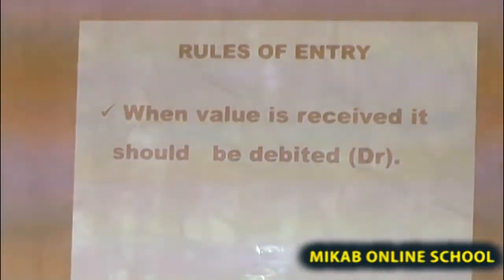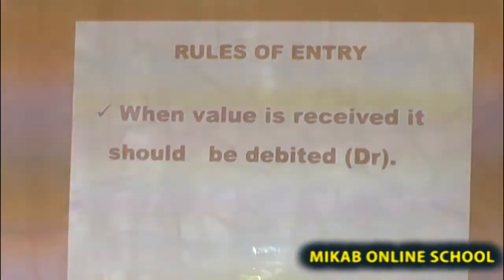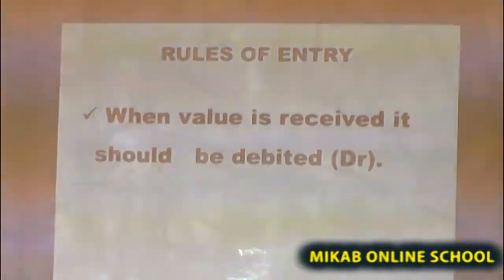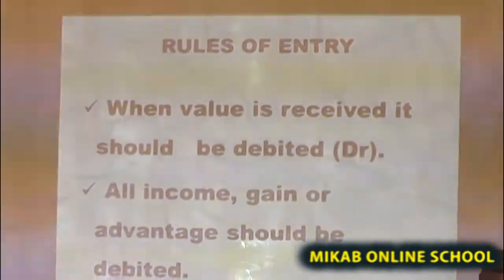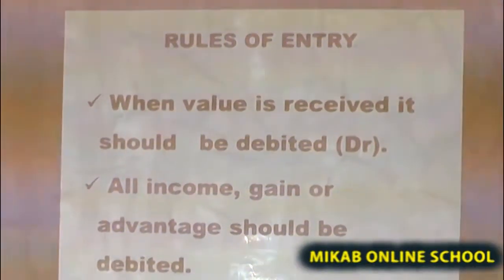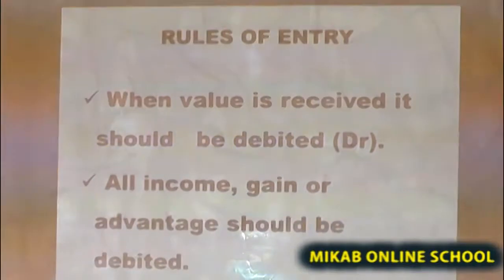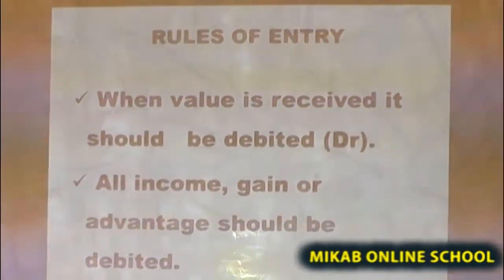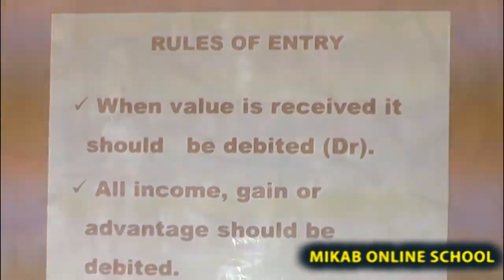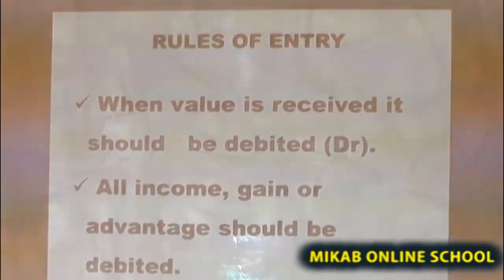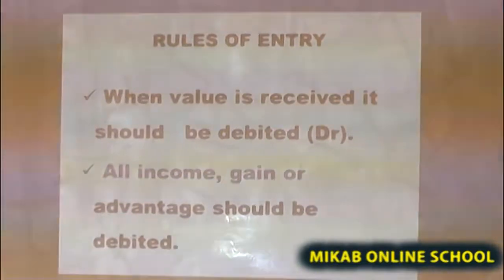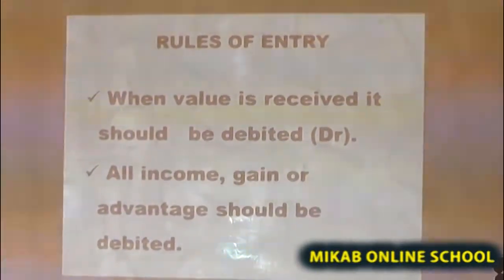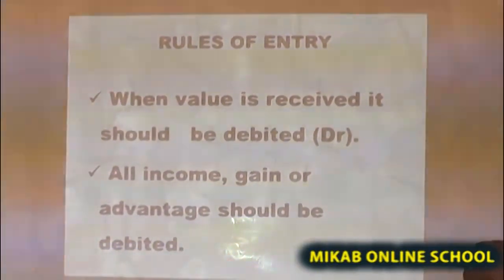The rule of entry: when value is received, it should be debited. When value is what? Received. If you are given a certain amount of money, know that it is to be debited. All income, all gain or advantages should be debited. All income, all gain or advantage should be what? Debited. Take note of that.